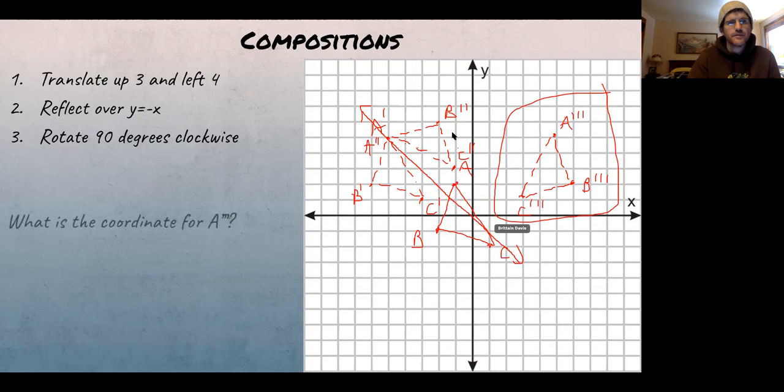And what's the coordinate for A triple prime? It looks like it's going to be at 5, 5. So if I count over from the origin, it's 1, 2, 3, 4, 5. 1, 2, 3, 4, 5. There it is, 5, 5.